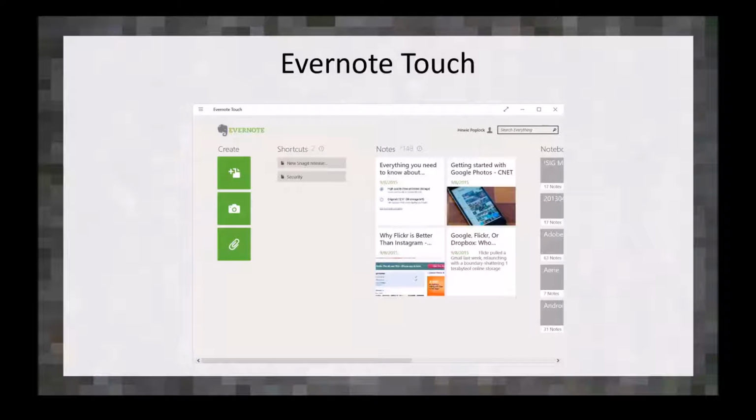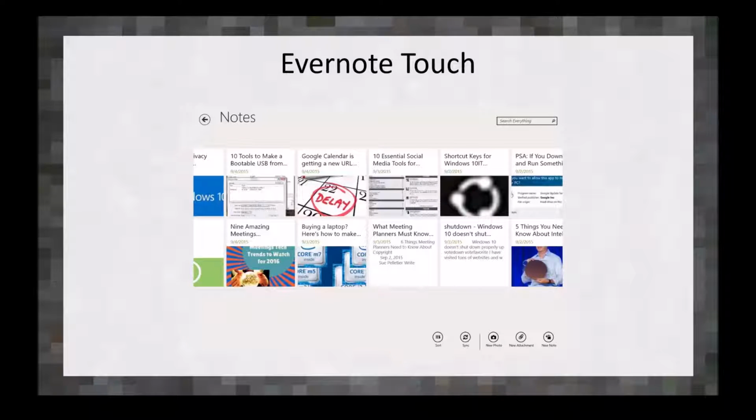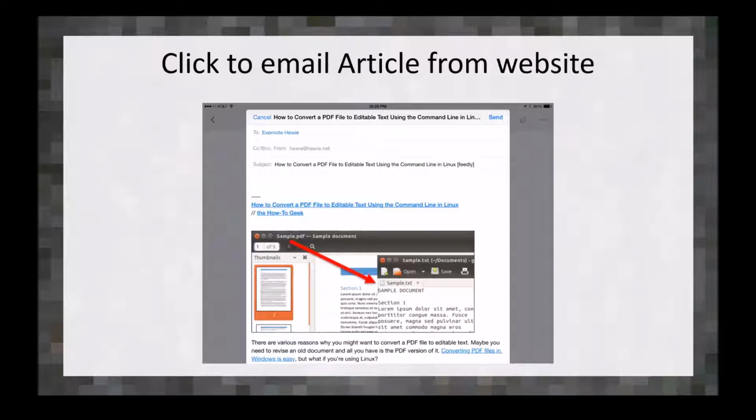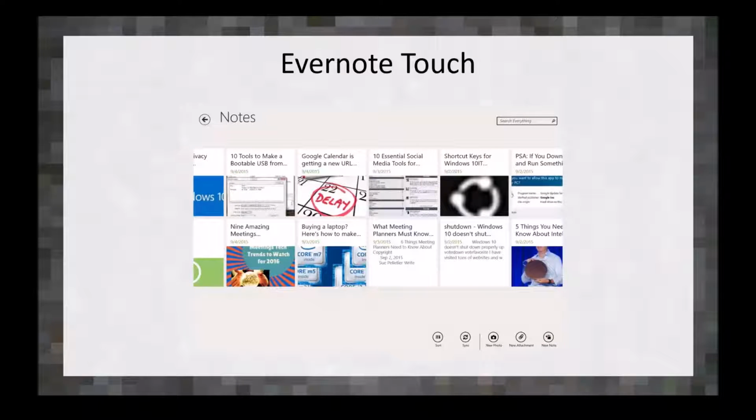Here's what Evernote Touch looks like. It looks a little bit different, but you can see the articles are the same. And as I go here, here's the article, and there's that Google Calendar article again. And if I click on it, let's go back here for a second. You can see it's there, and there's the buying a laptop article. So the articles are the same. It all syncs in the sky, and you have access to all of your notes, no matter which one of your versions of Evernote and which platform you're on. They all sync, and you get all of the same articles.